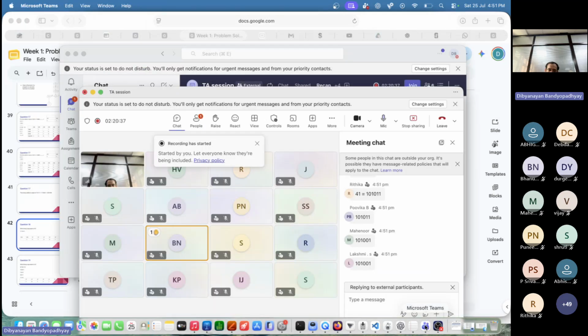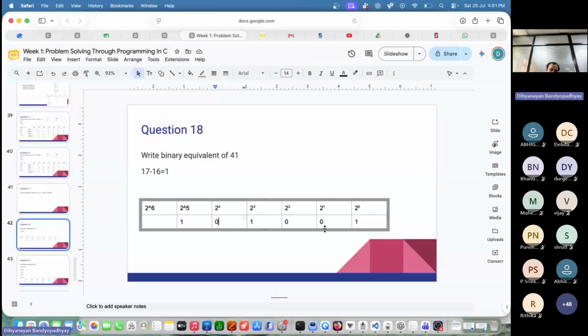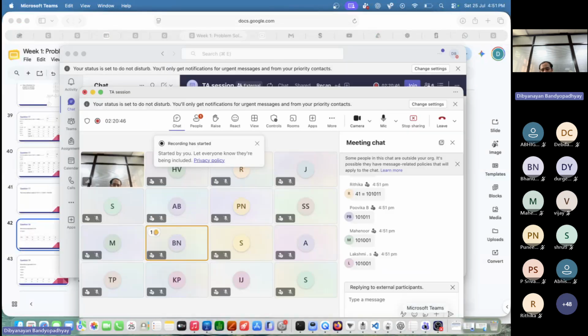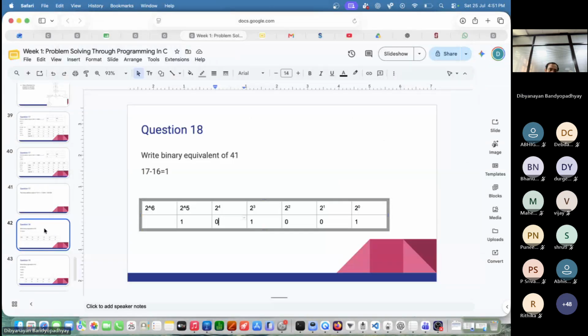Or am I wrong actually? 1 0 1 0 0 1. Okay. Yeah, I think it is correct. Yeah, everybody is saying that. Not 1 1 actually, it will be 0 1. Okay. So somebody has written it like 1 0 1 0 0 1. So this is 2 to the power 0, 1. This is 8. 8 plus 1 is 9. 9 plus 32 is 41. Okay.